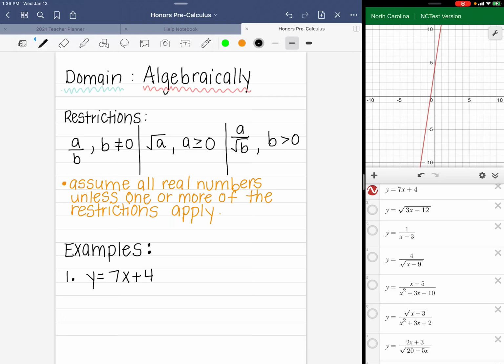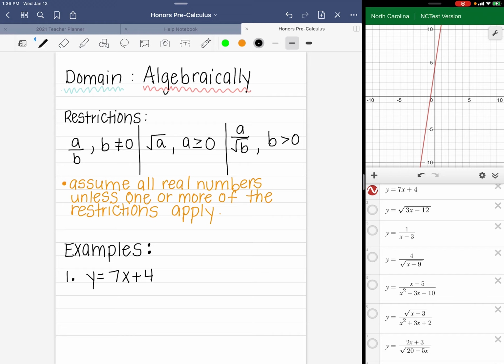All right, for the lesson today, we're going to talk about domain again, but we're going to talk about domain algebraically. We're going to talk about how to use an equation and apply some restrictions, and we will still verify it graphically using Desmos. So I have Desmos pulled up, and I have my notes so that we can see both of the screens here.